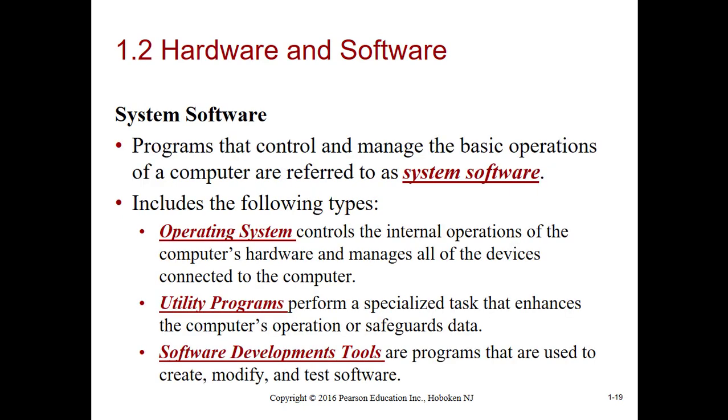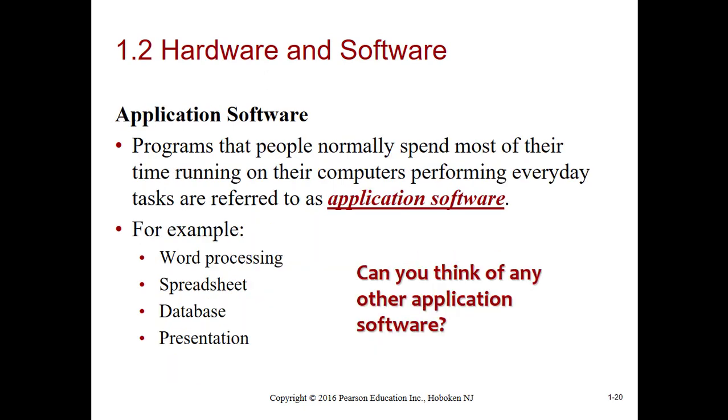System software, programs that control and manage the basic operations of a computer, is the system software. It includes the operating system, utility programs, and software development tools. Application software, programs that people normally spend most of their time running on their computers performing everyday tasks. For example, of course, they show you the Microsoft Office products. There's millions of different types of application software.